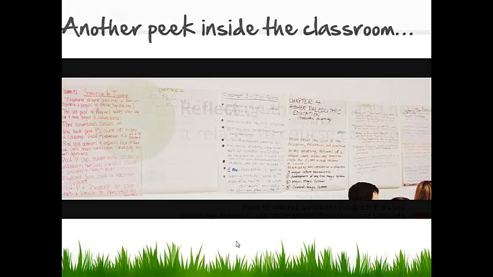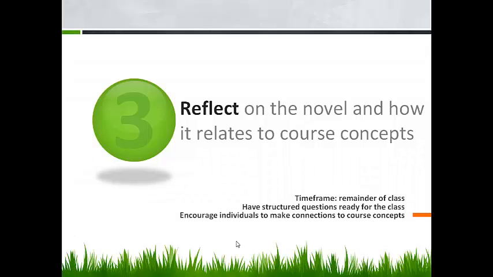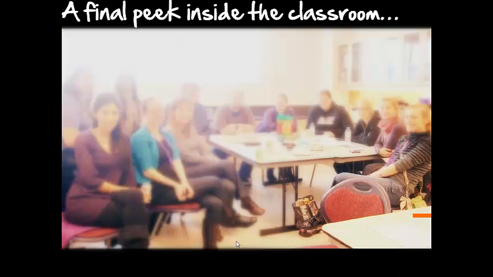Once we've reconstructed the novel, we move on to reflection, and we talk about how the novel relates to course concepts. We do that for the remainder of the class. I usually have structured questions ready for the class, and I encourage them to make connections to issues that we've discussed. At this point also, we manage to have a discussion about the historical context.